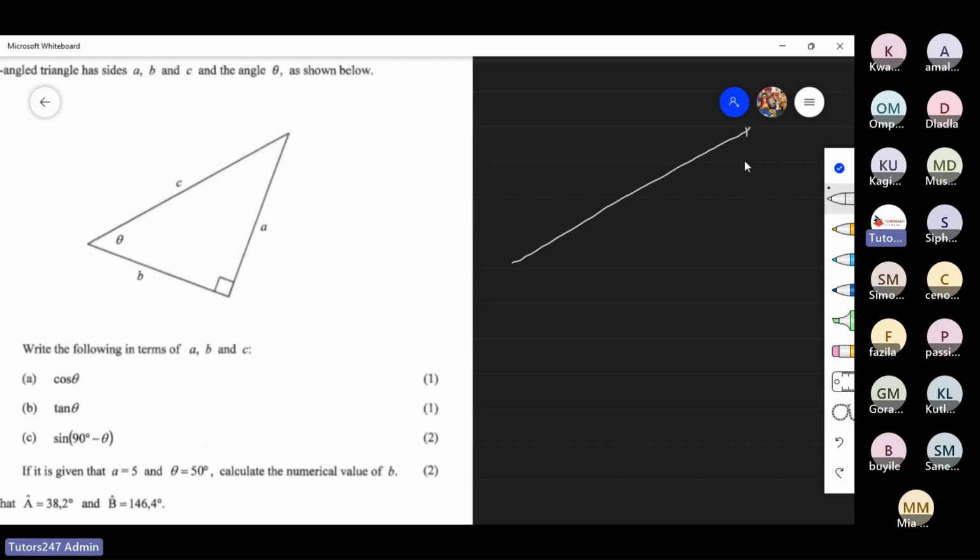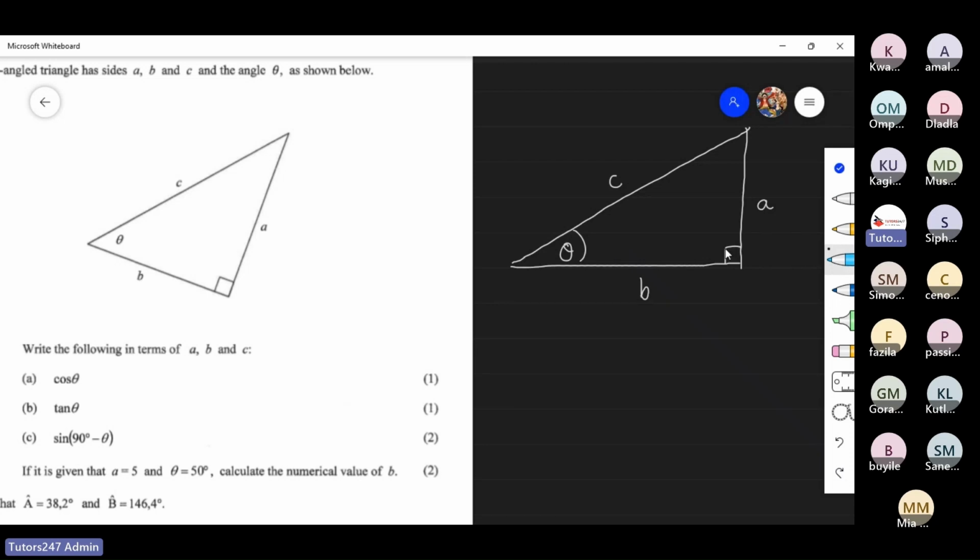So this is our triangle. We've got our 90-degree sign. We've got B at the bottom, A here, C here, and we've got theta. Now, before we proceed, the first thing that we are going to do is label each side. That is always the first thing that you do whenever you see a right-angled triangle and you need to get sine, cos, or tan. Step number 1, label the sides.